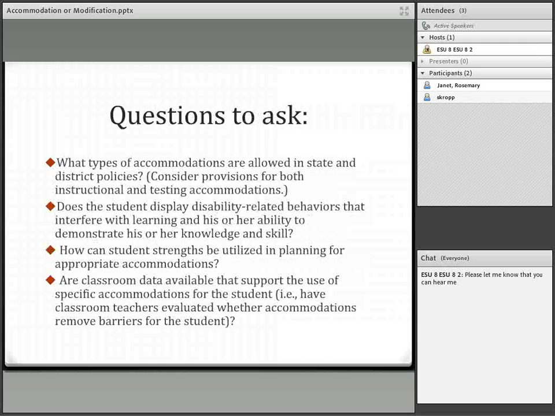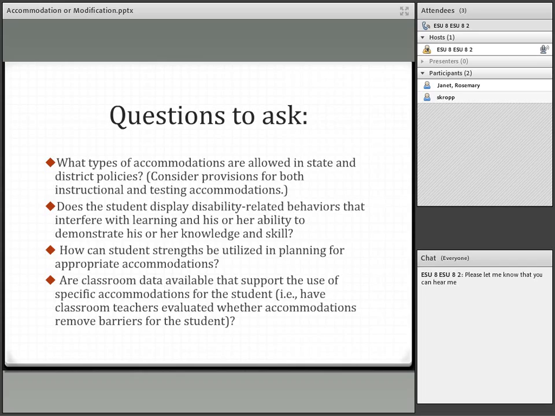Questions to ask as a team or as an individual when you're thinking about accommodations. What types of accommodations are allowed in state and district policies? And we want to consider provisions for both instructional and testing accommodations. A lot of times on IEPs, that's where we think about some of those accommodations, oh, what about those state and district tests? But we really want to consider accommodations that are all the time. And we're going to talk a little bit more about that too.